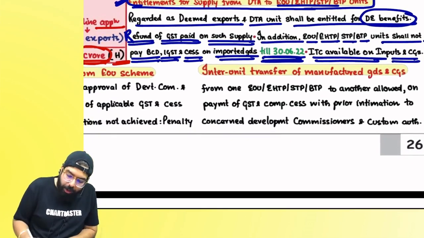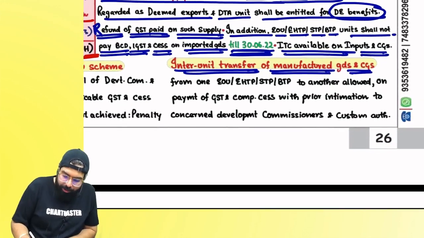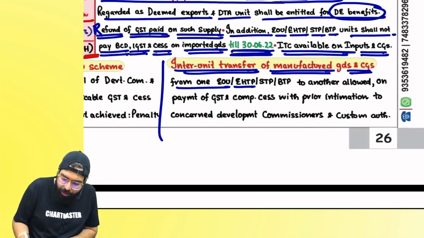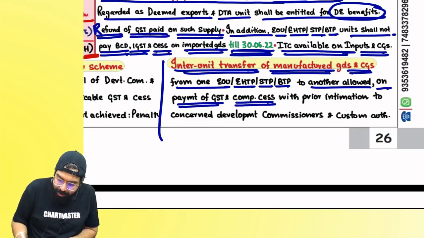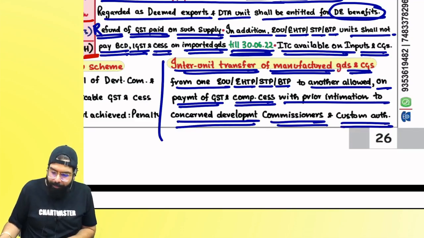Next. Sir, inter-unit transfer of manufactured goods and capital goods. Sir, can I transfer from one EOU, ESTP, STP to another? Yes, it is allowed on payment of GST and compensation cess with prior intimation to whom? Concerned Development Commissioner and Custom Authority.